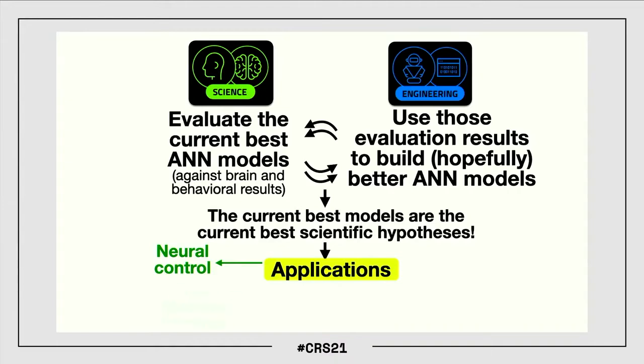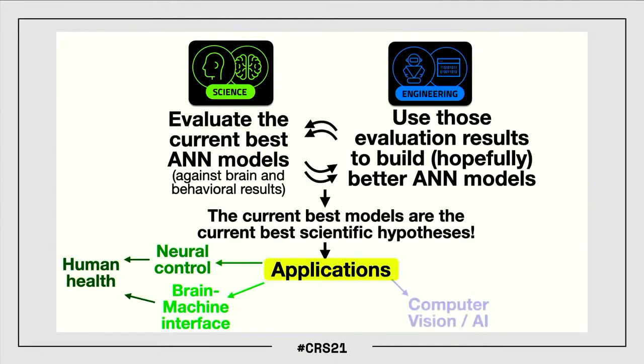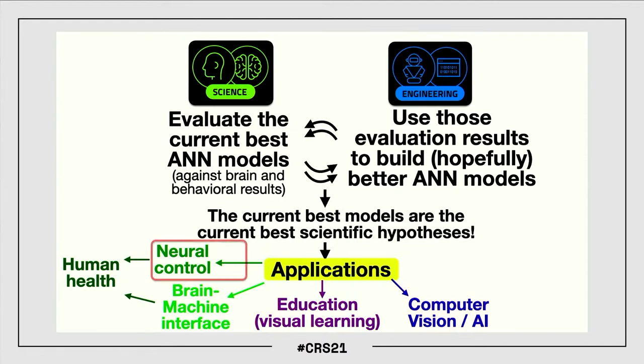For us, one is neural control, and another is brain-machine interfaces. Both of those relate to ideas of how you might improve human health. Others relate to computer vision and AI, which is obvious from the setup of this talk. And others relate to possible applications in education and visual learning. I'm not going to tell you about our work in all of these, but I'm going to give you a vignette on each of them so you get a flavor for what we're doing here and where these models are useful. So, neural control.